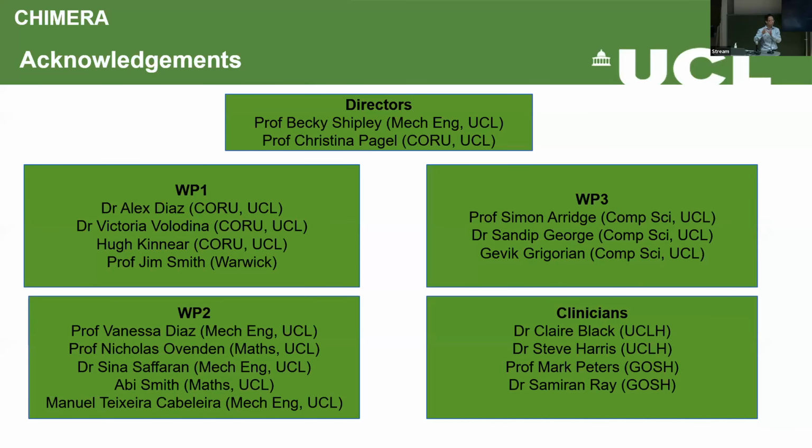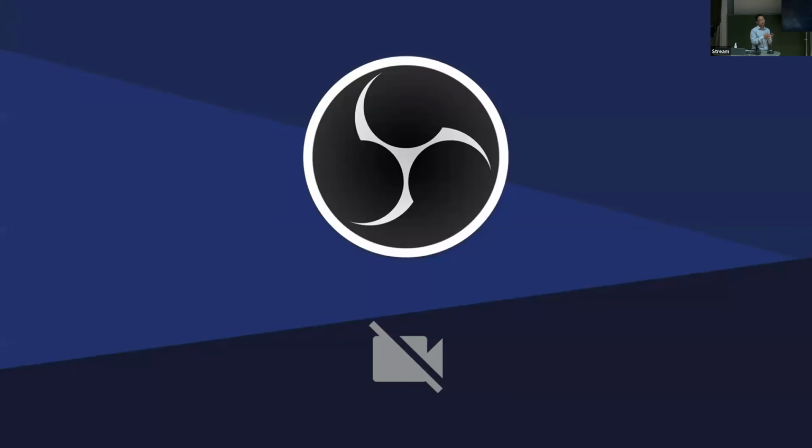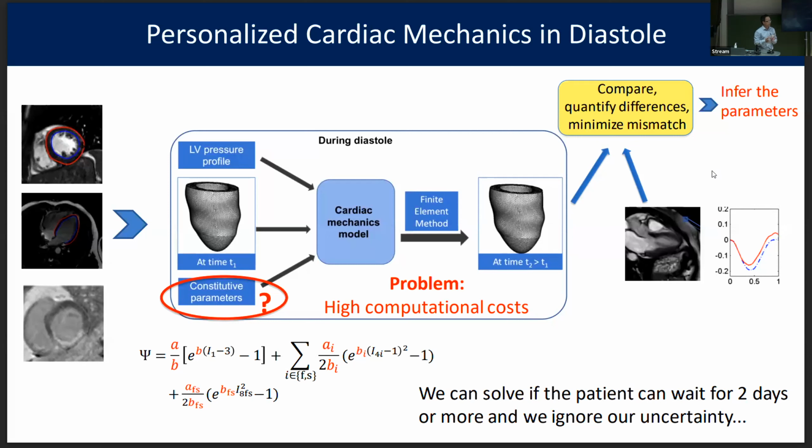What we do is run the simulations, the forward simulator we call it, and that normally takes several minutes or hours to run. Then we can calibrate the models with the measurements on the right side. The volume and the strain we can extract from the data. Then we compare, quantify the difference, minimize the mismatch, and then we can infer the parameters. The whole process can solve the problem for one patient if the patient can wait for 2 days or more.